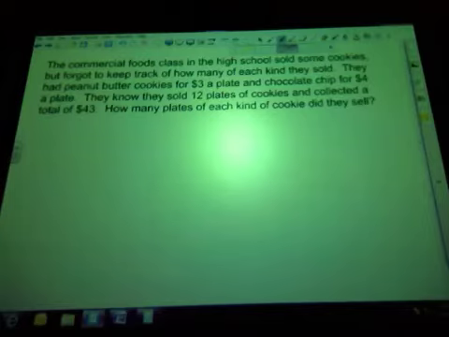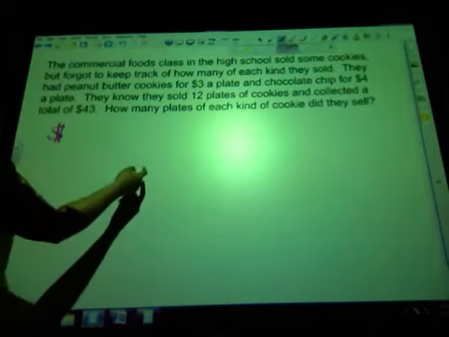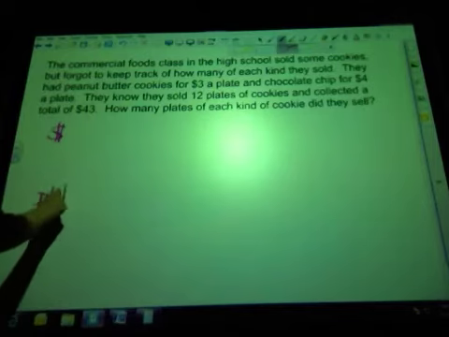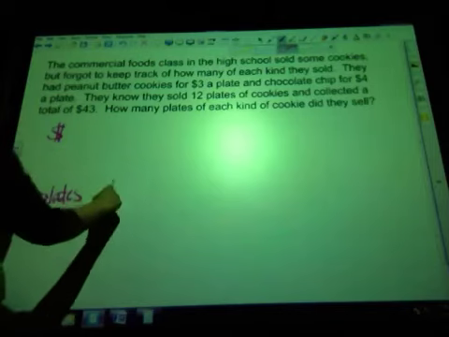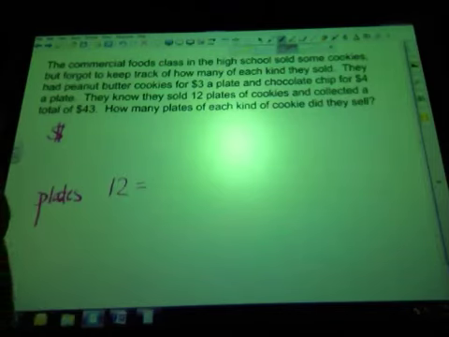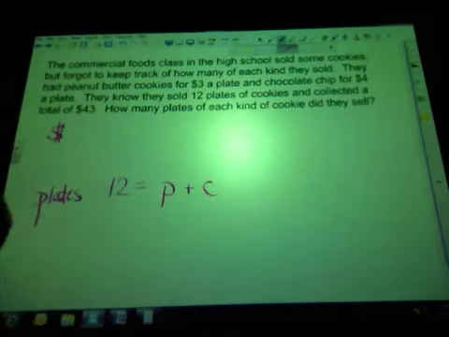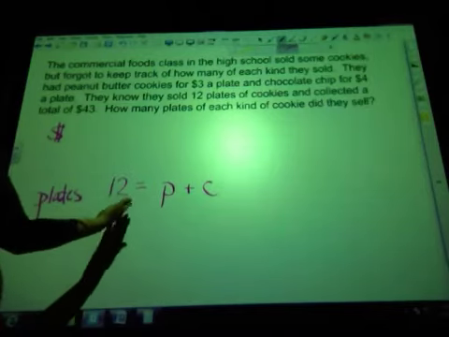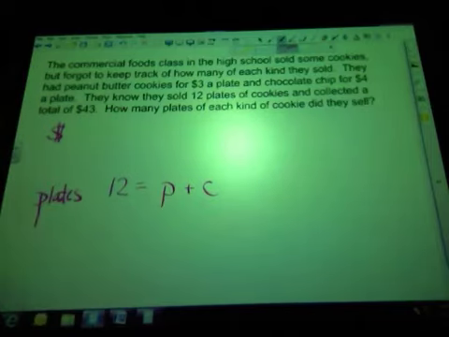So what we do is we set up two equations. We're going to focus one of our equations on the amount of money, and we're going to focus the other equation on the amount of plates. So when we're talking about the amount of plates that they sold, I know that they had 12 total. I know that they had some peanut butter cookies, or plates with peanut butter on them, and I know that they had some plates with chocolate chip on them. But I don't know how much of each of them they had. So I can just set this up as 12 plates total equals some peanut butter cookie plates plus some chocolate chip cookie plates.